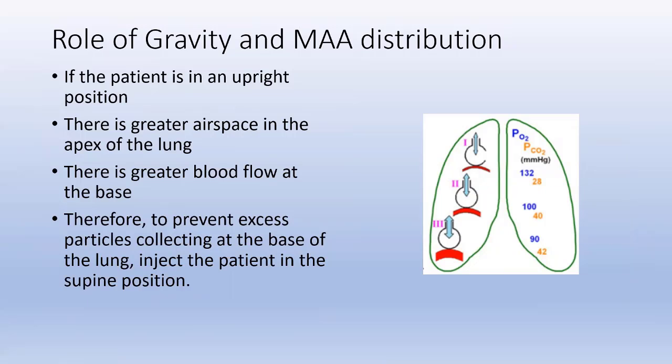Role of gravity. So remember I said before the patient needs to be, hopefully I did, I did say supine position. You don't want them in the upright position. And the reason for that is that gravity plays a role in the MAA distribution. So essentially, if the patient is sitting upright and you inject MAA, there's greater airspace in the apex up here, and there's greater blood flow in the base, which means the particles are going to gravitate more to the base and less to the apex. It is for this reason that it is critically important the patient be in the supine position.